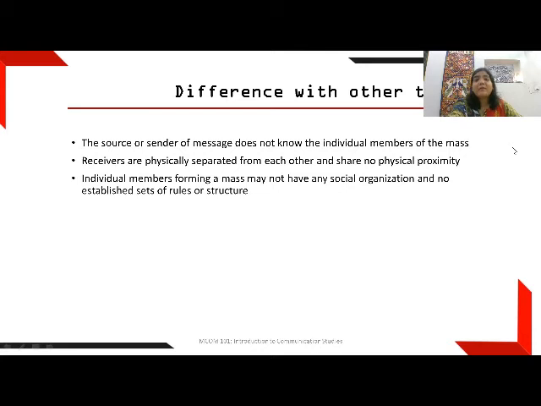Individual members forming a mass may not have any social organization and no established set of rules or structure. This is an extension of the last thing, that the mass is something जिसका जरूरी नहीं है कि कोई एक specific organization से वो लोग belong करते हों या एक specific किस्म के culture या society के ही लोग हों.